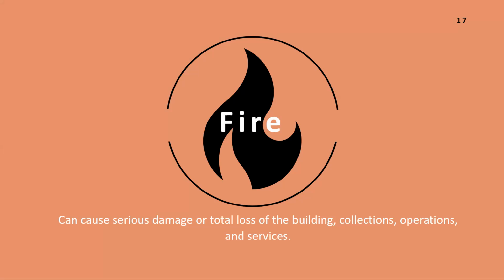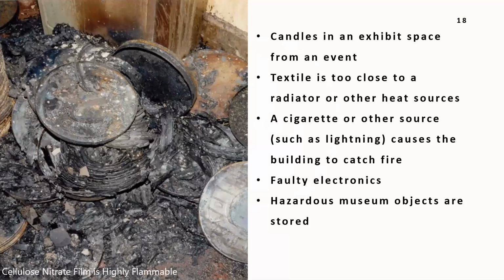So the next agent is fire, and fire is one of the ones that can cause serious damage or total and complete loss of the building, the collections, the operations, and the services as well. An example of how fire can enter your facility is candles in an exhibit space from an event potentially. Maybe a textile is way too close to a radiator or other heat source.